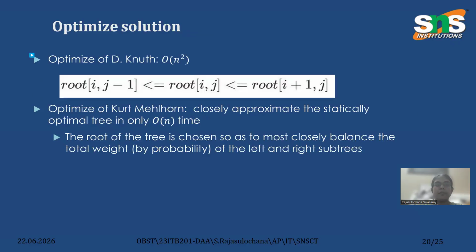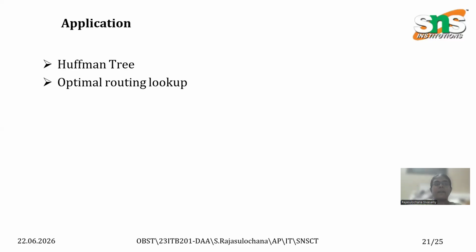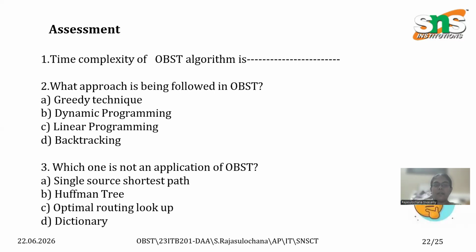So you need to optimize the solution, right? We optimize the solution so that the root of the tree is chosen to most closely balance the total weight of the left and right subtrees. Some of its applications include Huffman tree and optimal routing lookup.